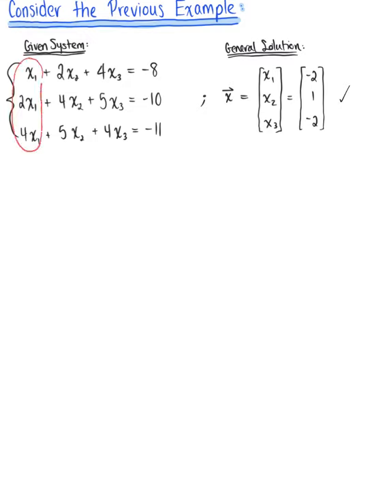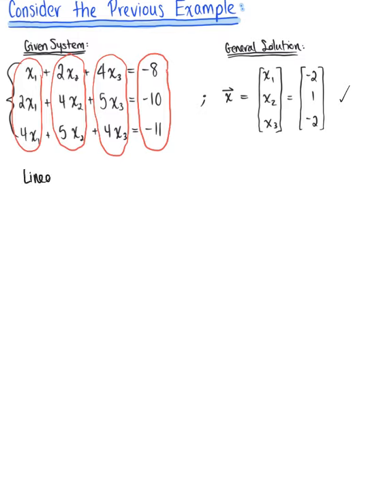Again, looking at the system, we have three defined columns: your x sub 1 column, your x sub 2 column, and your x sub 3 column. Well, technically we have four defined columns, with the fourth column being your constant vector. So let's break this system up into what we call a linear combination of the variables.